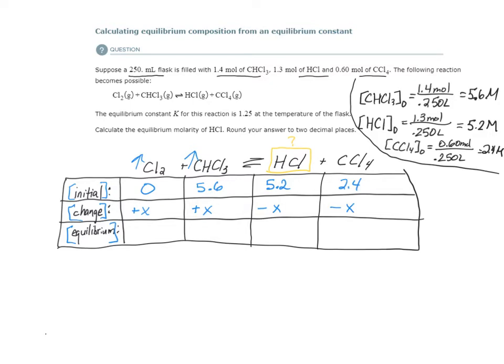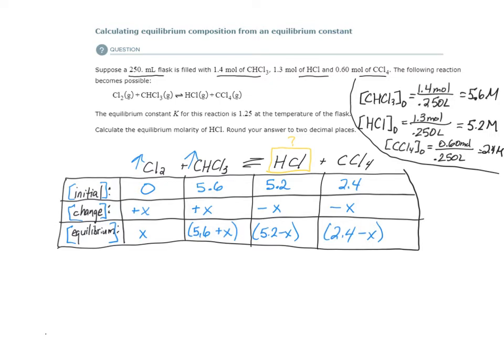And so now we can derive an expression using algebra to determine what the equilibrium concentration will be. We just combine these boxes in each column. So 0 plus x is simply x. 5.6 plus x is 5.6 plus x. 5.2 minus x is 5.2 minus x. 2.4 plus negative x is 2.4 minus x.